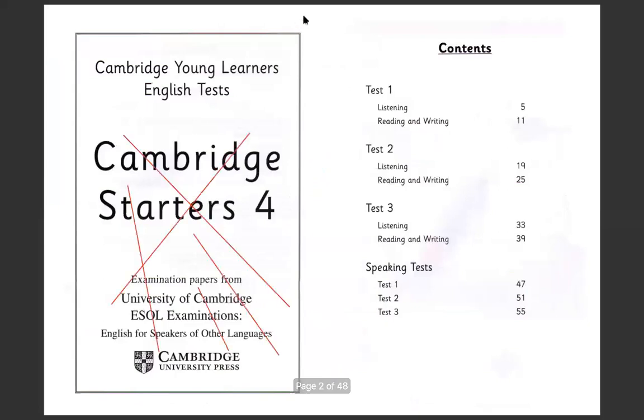Look at the picture. Listen and write a name or a number. There are two examples.